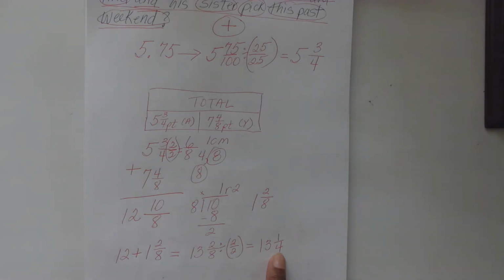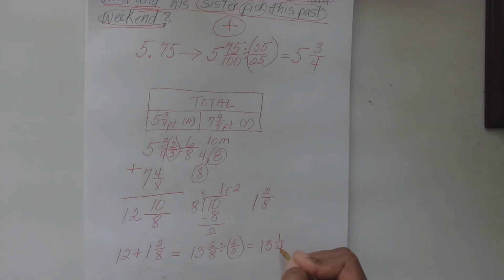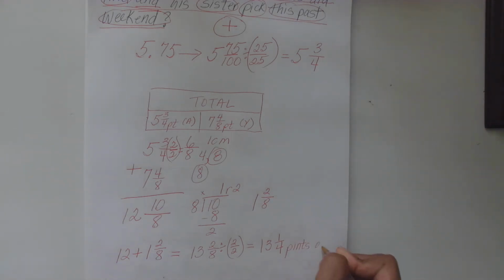I have a proper fraction. My numerator is less than my denominator. And it can no longer be simplified. Whenever your numerator is 1, you cannot simplify this fraction any further. So at this point, the question asks, how many pints of strawberries did he and his sister pick this past weekend? Our answer, 13 and 1/4 pints of strawberries.